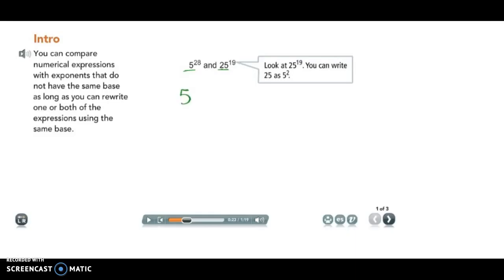So when we have 5 to the 28th power, and then we're going to compare that to 25 to the 19th power, we can know that 25 is the same as 5 squared. So we have 5 squared here, and then we have it to the 19th power. So we're going to go ahead and solve out this part. We're going to have 5, and then we're going to multiply the 2 times the 19, and we're going to get 38. So we have 5 to the 38th compared to 5 to the 28th.